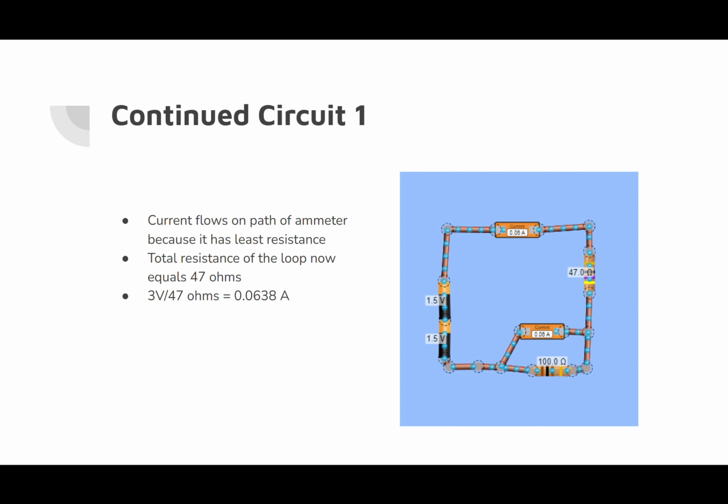And lastly, the current flowed down just the path of the ammeter when we put the ammeter and the resistor in a parallel circuit, because it is the path of least resistance. And we can see that the new current is 0.0638 amps, which is read on both ammeters.